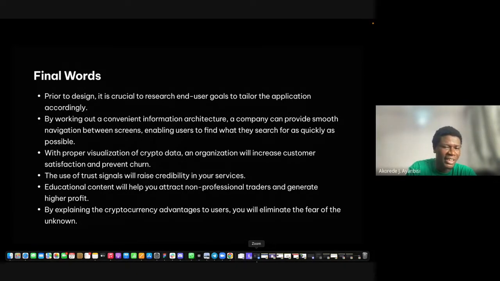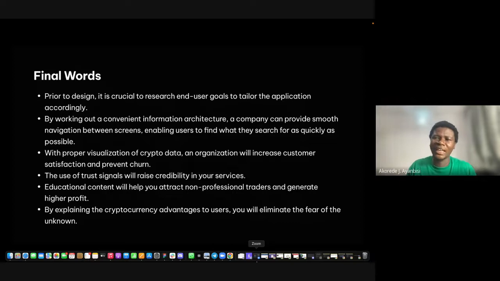The fifth one is educational content will help you attract non-professional traders and generate higher profits. An example of educational content is the blog section. So using Binance still, maybe because Binance is the biggest centralized exchange. And I know all of us have had one thing to do on Binance in one way or the other.